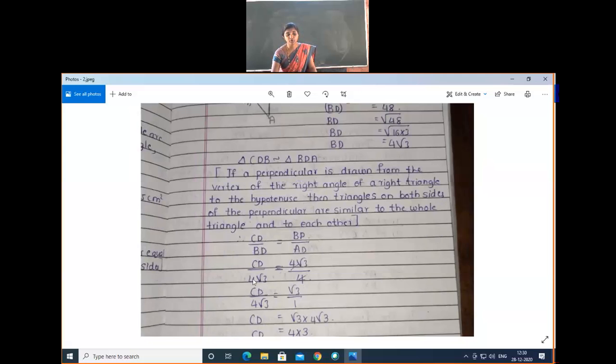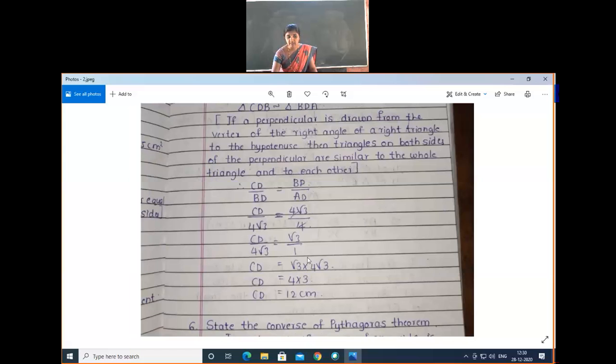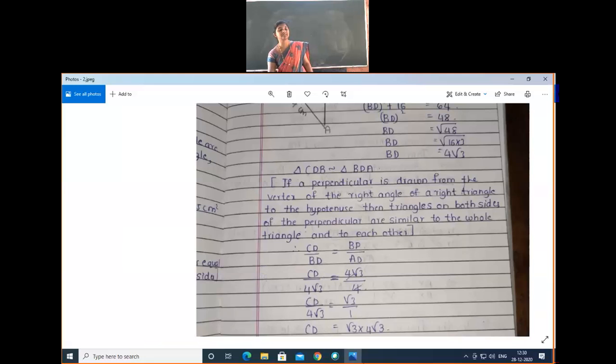Then CD only. BD we got 4 root 3, here BD 4 root 3 divided by AD, which is given as 4. Now 4 gets cancelled, then root 3 divided by 1 will remain. CD by 4 root 3 is equal to root 3 by 1. Then cross multiplication: CD into 1 is CD only, root 3 into 4 root 3. Root 3 into root 3 is 3, and 4 into 3 is 12. CD value is 12 centimeters.